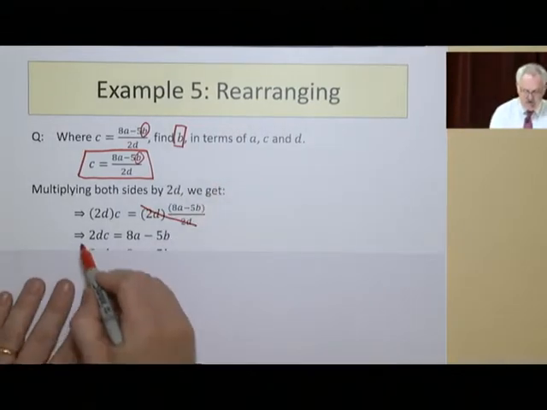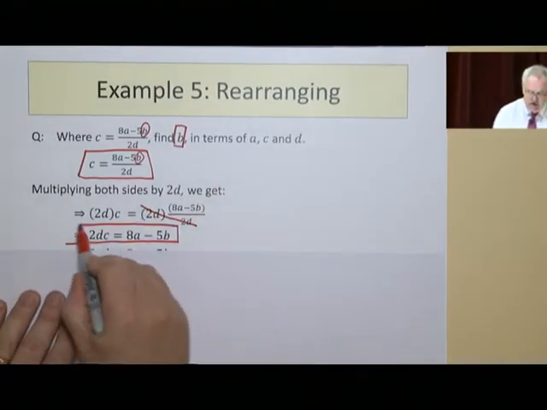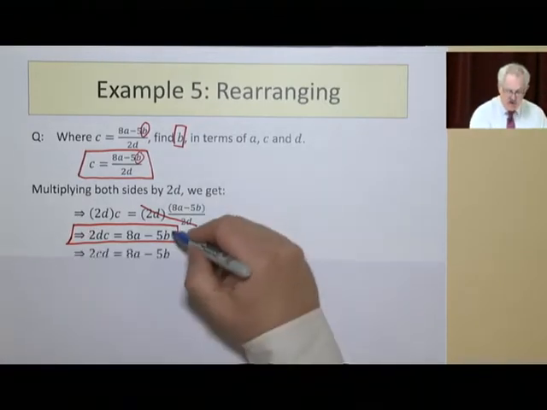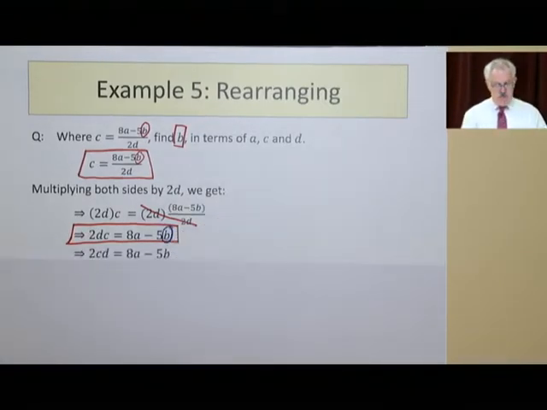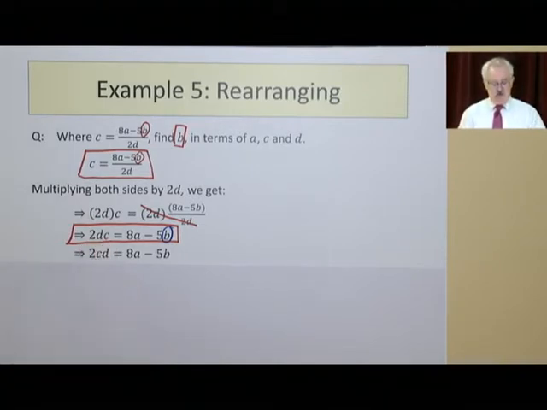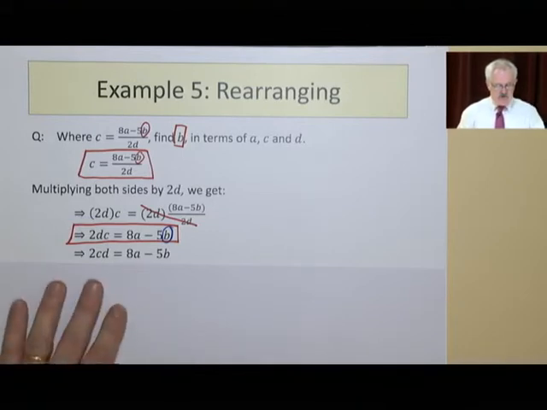You're left with 2DC is 8A minus 5B. Not bad. You're still focusing on B now. Or 2CD, sometimes we write the first letter. If they're in alphabetical order, it's usual for us to write them as 2CD rather than 2DC. But it's the same thing. It is 8a minus 5b.